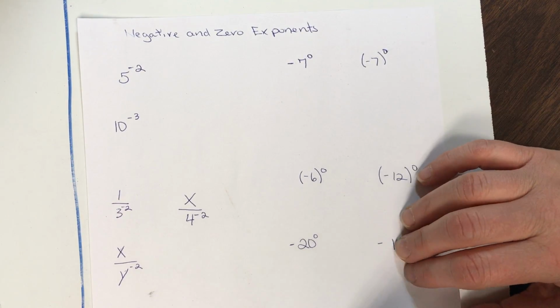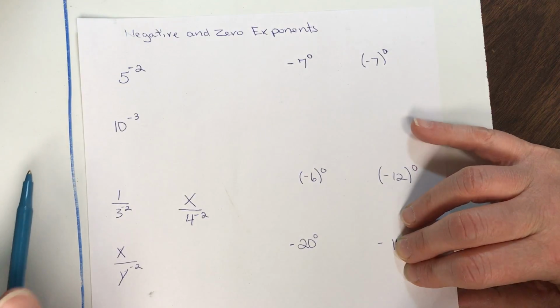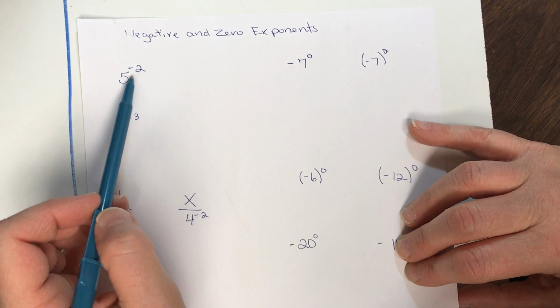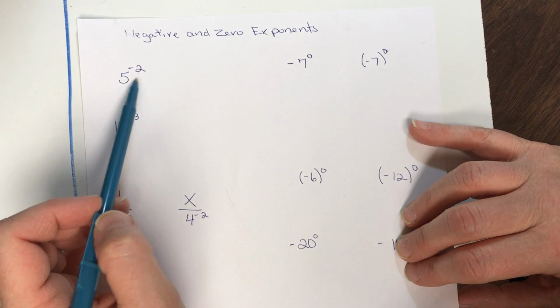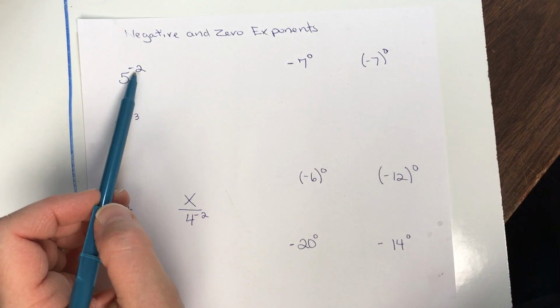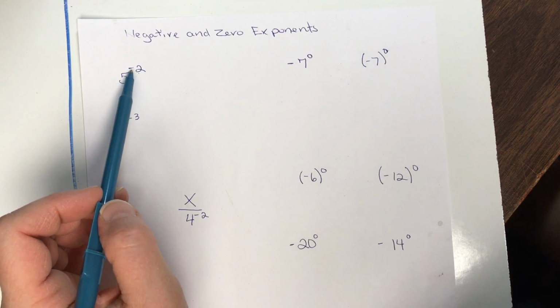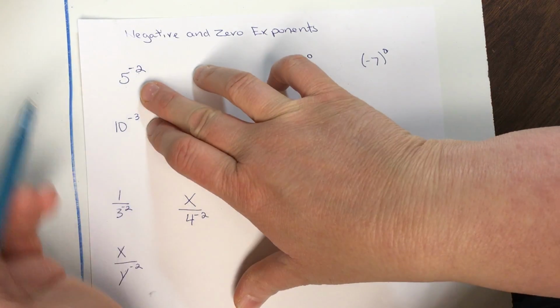All right, today we're working with negative and zero exponents. So with our exponents, this means our base and our exponent need to be looked at individually. And then we have a negative included with it. So a negative is a location change.